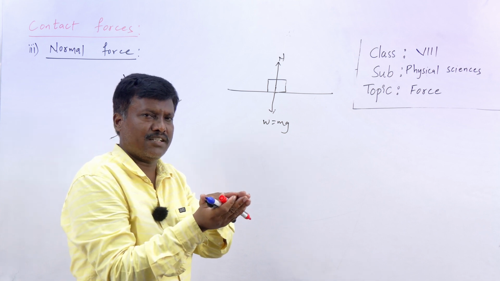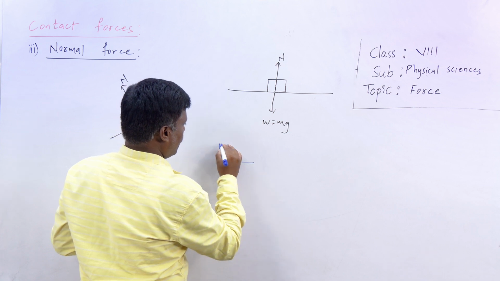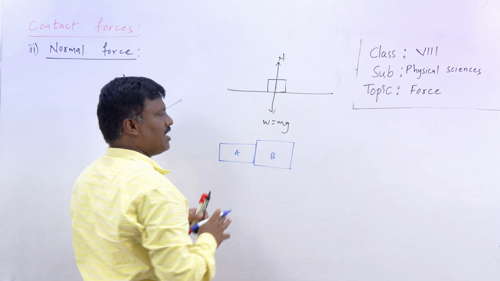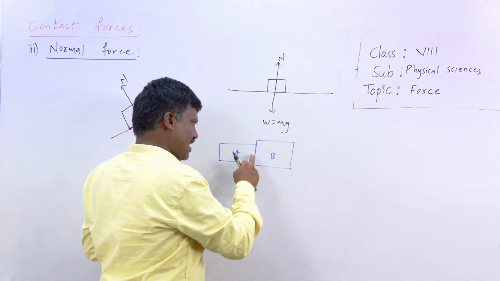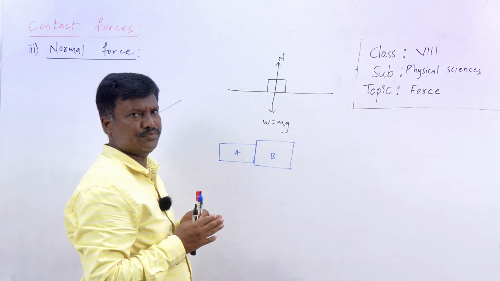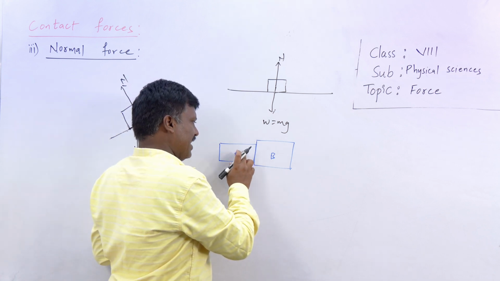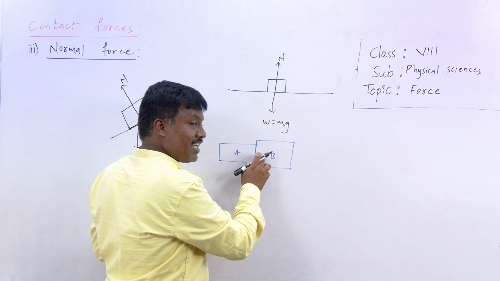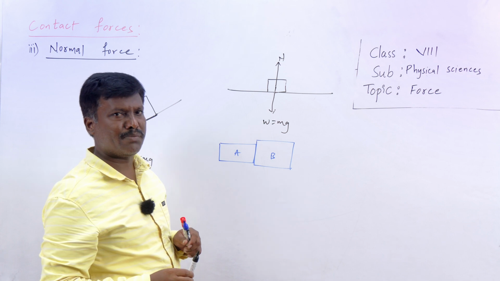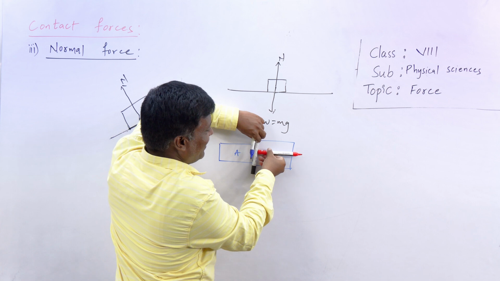Whenever two bodies are in contact, both bodies exert force on each other. For example, if this is block A and this is block B, two blocks in contact, then due to the contact, the surfaces are in contact, right? Whenever surfaces are in contact, they exert force on each other. Block A exerts force on block B. In which direction? These are the surfaces in contact. Normal force always acts perpendicular to the surfaces in contact. Perpendicular means this way, right?